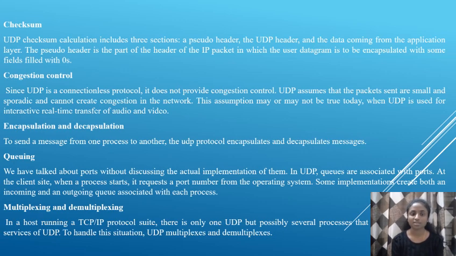The next is encapsulation and decapsulation. To send a message from one process to another, the UDP protocol encapsulates and decapsulates messages. The next is queuing. We have talked about ports without discussing the actual implementation of them. In UDP, queues are associated with ports. At the client side, when a process starts, it requests a port number from the operating system. Some implementations create both incoming and outgoing queues associated with each process.